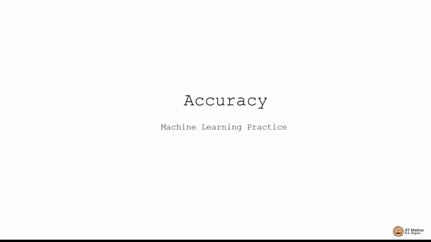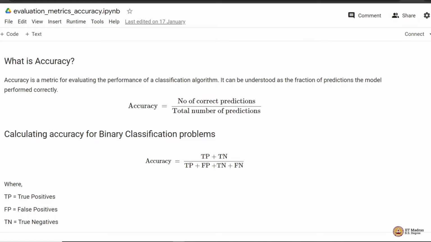Hello everyone, in this video we are going to try and understand what accuracy is, and we are also going to calculate accuracy given a confusion matrix. Accuracy can be thought of as the fraction of correct predictions made by our model. We can formulate it as the number of correct predictions divided by the total number of predictions. If we take the case of a binary classification problem where the classes are positive and negative, we can define accuracy as the sum of true positive plus true negative divided by the total number of predictions.